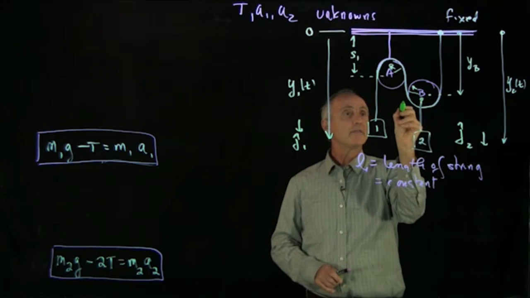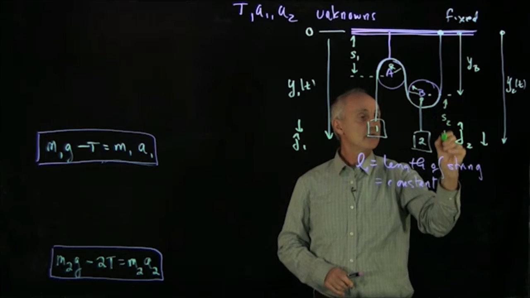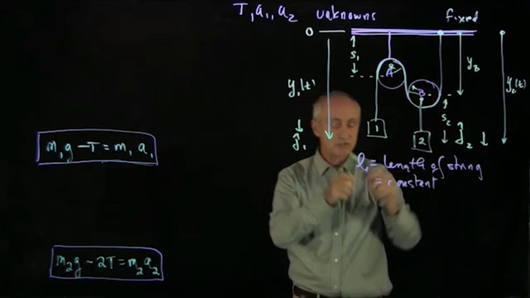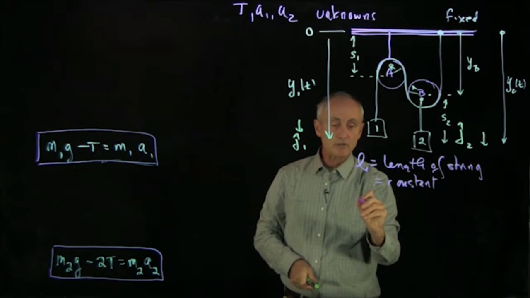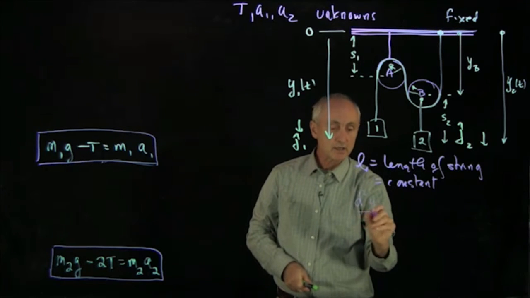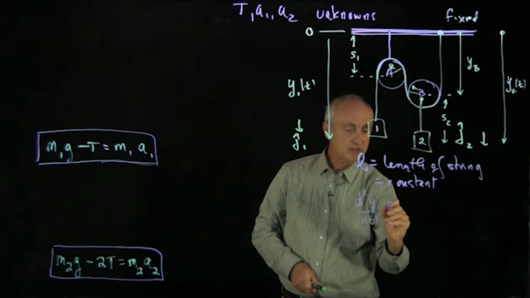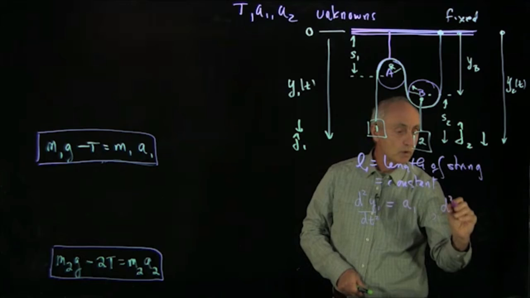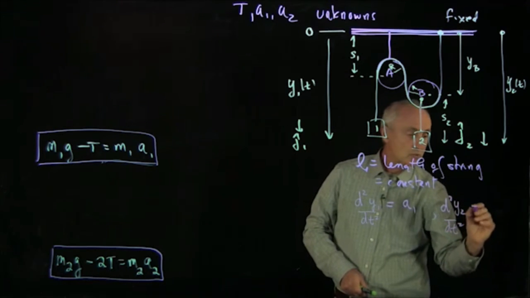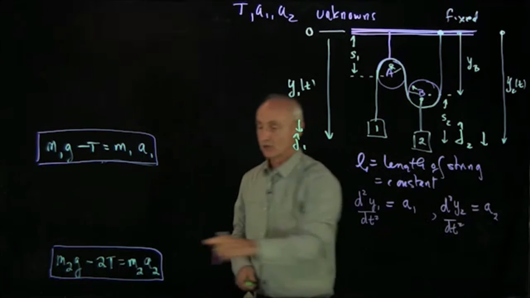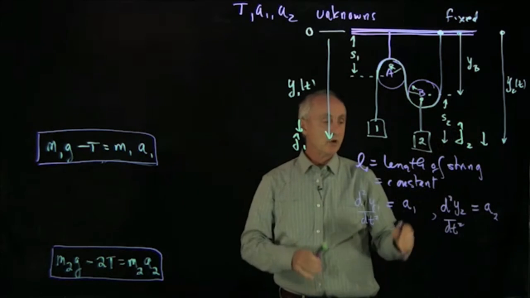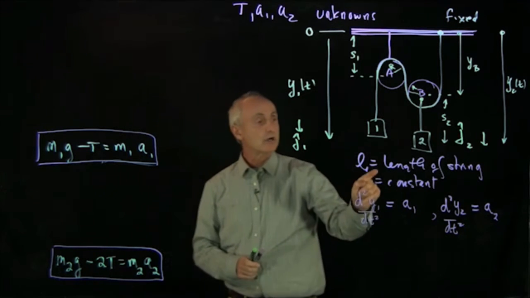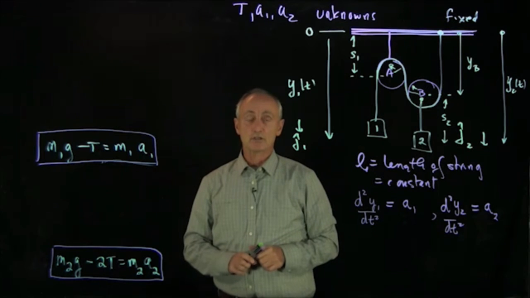And again, recall that this distance here, S2, is a fixed distance. When we define these coordinate functions in this fashion, we know that the second derivative, d squared y1 dt squared, is precisely what we mean by the acceleration of object 1. Similarly, d squared y2 dt squared is what we mean by the acceleration of object 2. So we've introduced a coordinate system, and we've made it very clear what we mean by the accelerations a1 and a2. Now let's look at our constraint condition that the length of the string is constant.